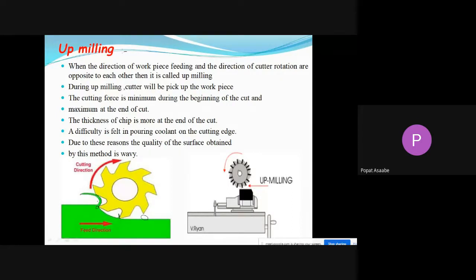Okay, and it will produce whatever chips or surface finish is achieved with the help of up milling. It is not that good, and good clamping is required for up milling, because during up milling there may be chances of creating an upward force, and because of that upward force there may be chances of lifting our workpiece. Okay, this is about up milling.